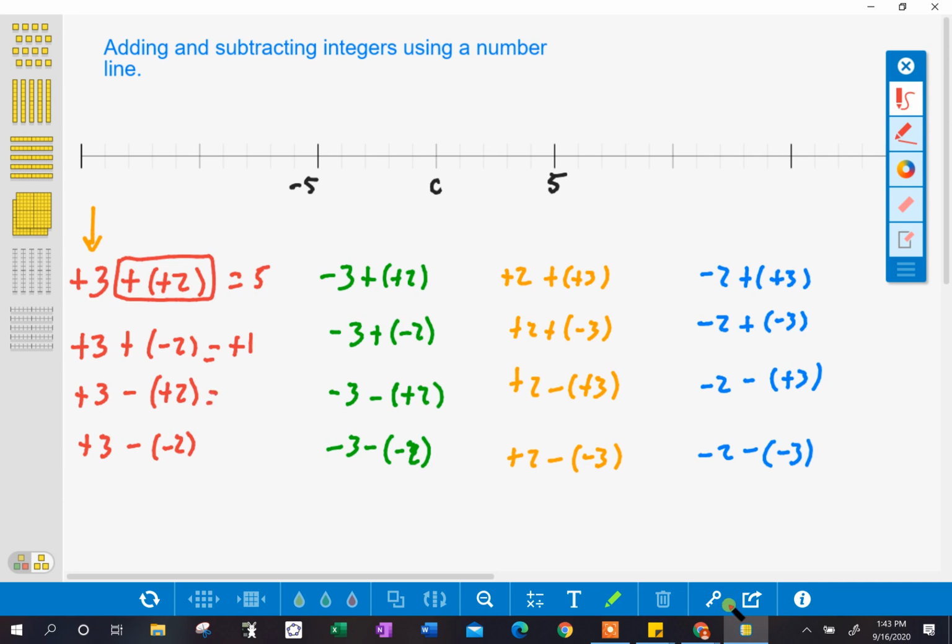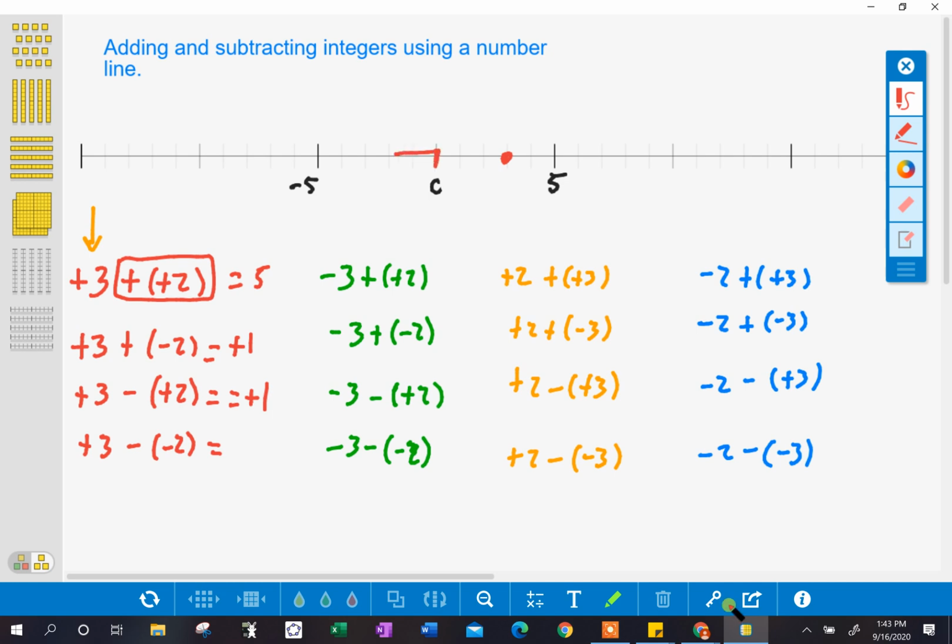When I do the next one, I'm going to start at 3, and I'm taking away 2 positives. Well, if I'm going to start at 3 and I'm going to take away 2 positives, I'm going to take away this one and this one, which puts me once again at positive 1. So you can see how I'm using the number line to kind of figure out where I'm supposed to be going. And now this last one is 3, and I'm supposed to take away 2 negatives.